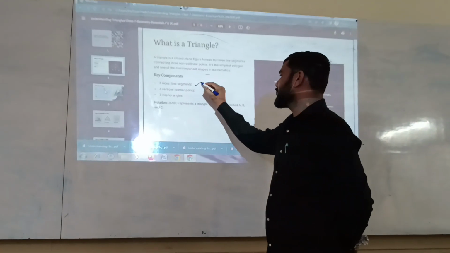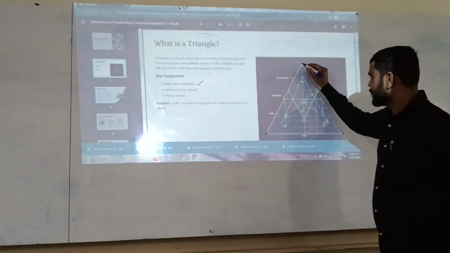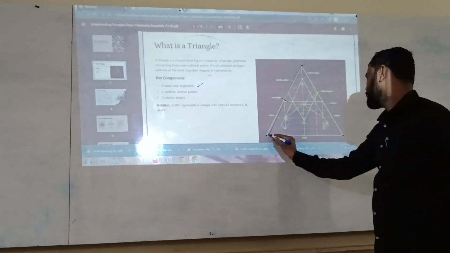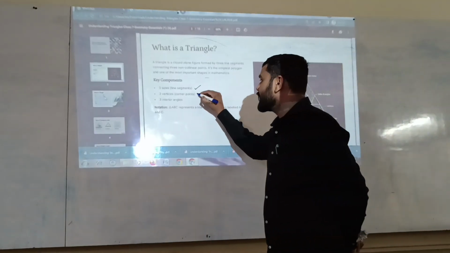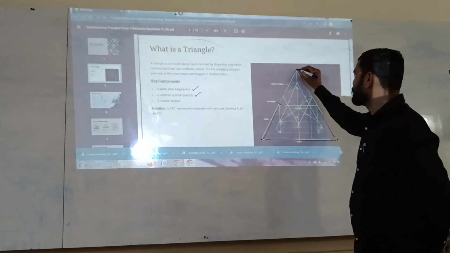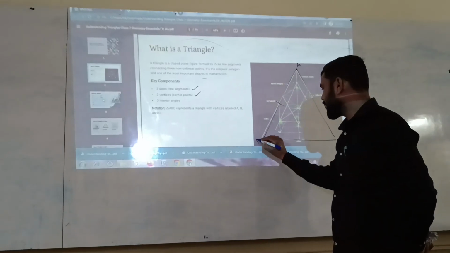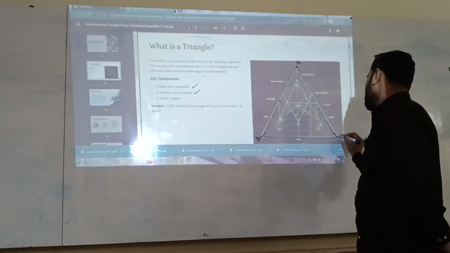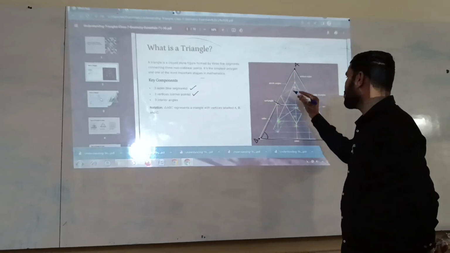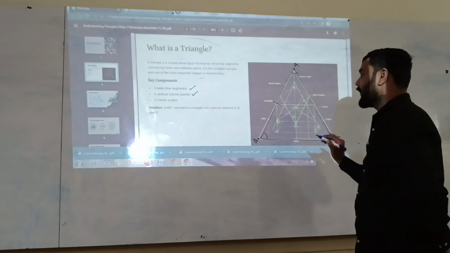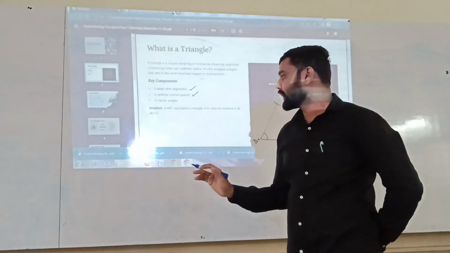Key points: a triangle has three sides. First side, second, and third side. Also, it has three vertices. First vertex is A, second vertex is B, and third vertex is C. Also, three interior angles. First angle, second angle, third angle. And this is called a triangle.